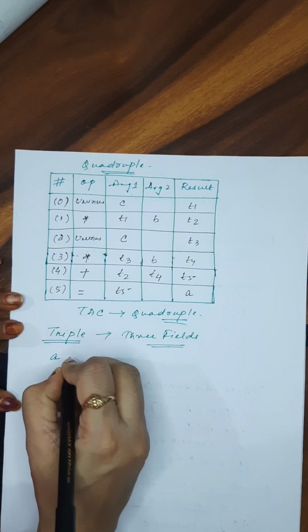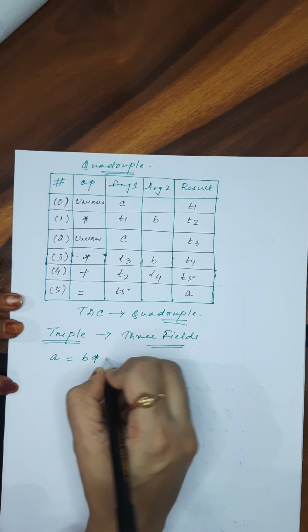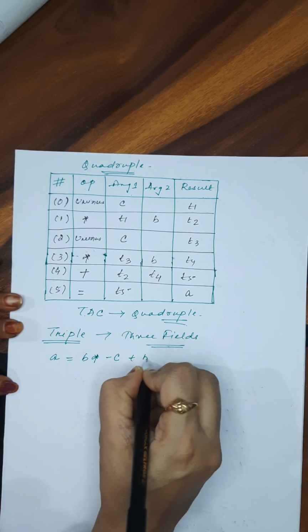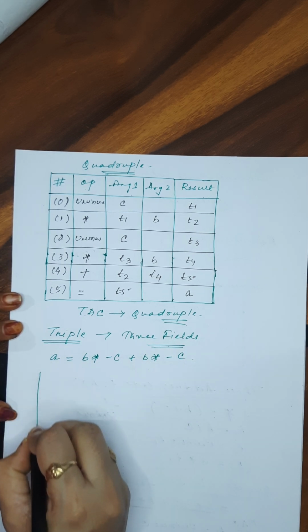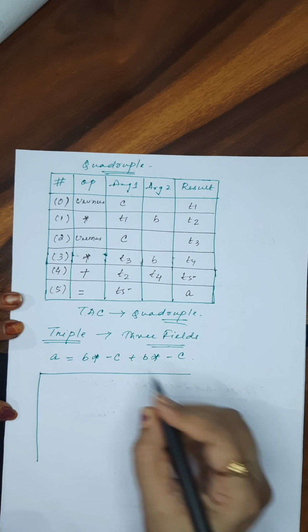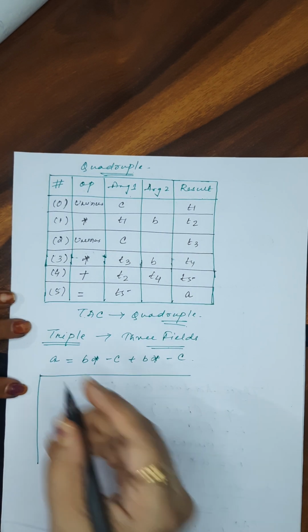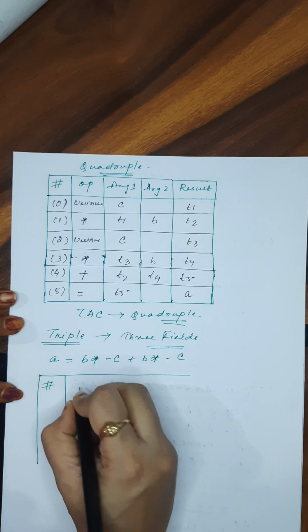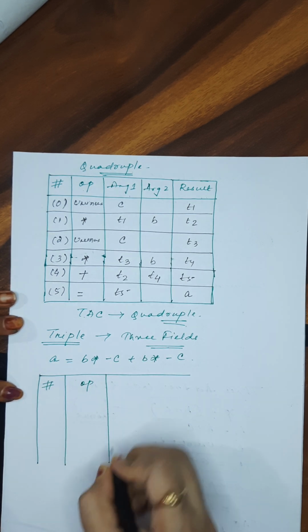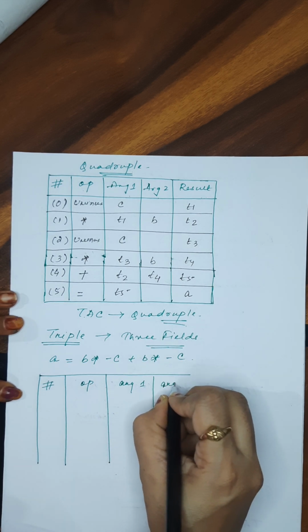Expression is same. I am writing the expression again for your convenience. B star minus C plus B star minus C. Okay. Now I am constructing the table. So, as per the name suggests, how many fields will be there apart from your line number 3? Okay. I am writing here hash. Okay. Then operator, argument 1 and argument 2.